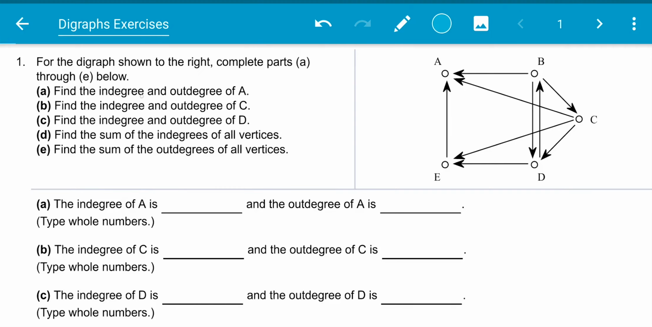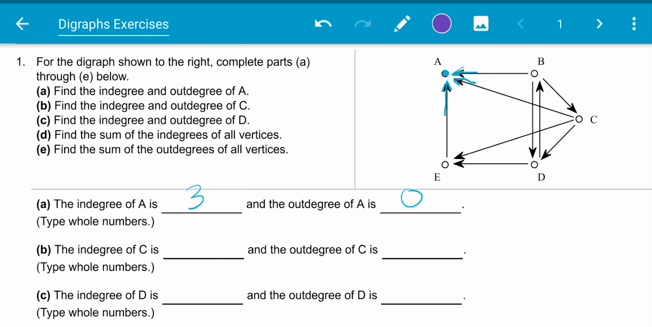Find the in degree and out degree of A. So we're going to look at A. In degree simply means how many arcs or edges with the arrows attached to them are pointing into A. So in degree is into. So we have 1, 2, 3. So our in degree is 3. We don't have any pointing away from A, so our out degree is 0.